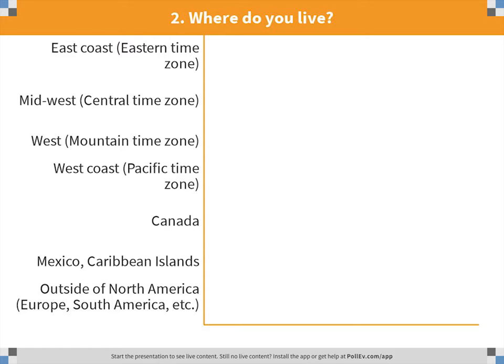So it looks like our largest contingent, maybe not surprisingly, given the location of the meeting, is the East Coast. So we have the largest representation from the East Coast. Then as we move across the country, about a third of you are from the Midwest, about 10% from the West, and 12% from the West Coast. And we also have some representation from outside of North America.